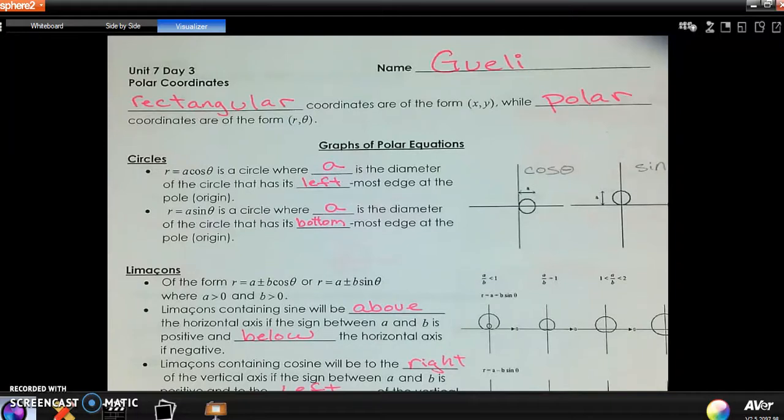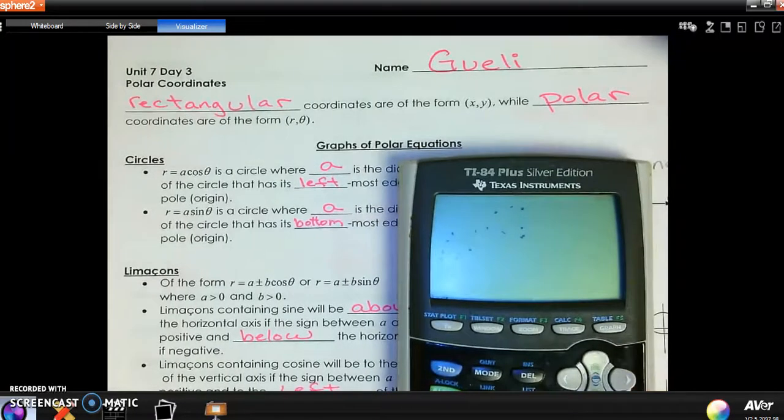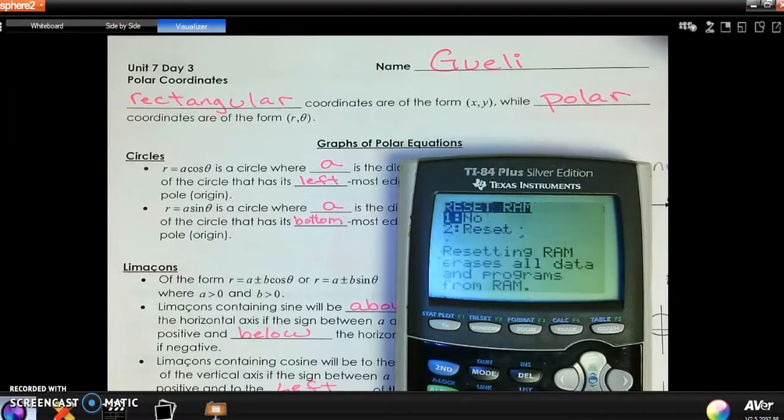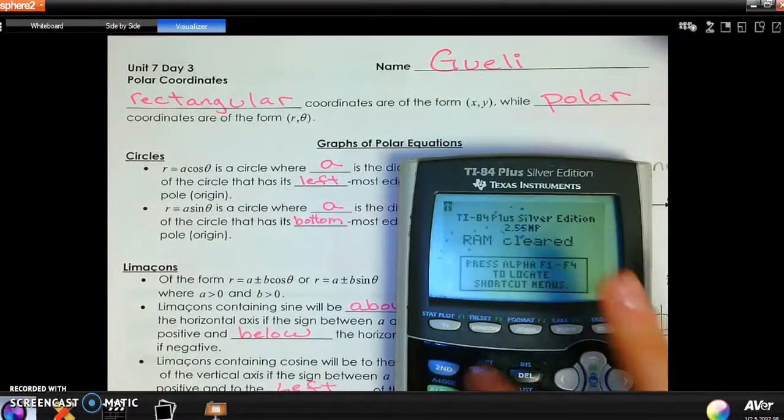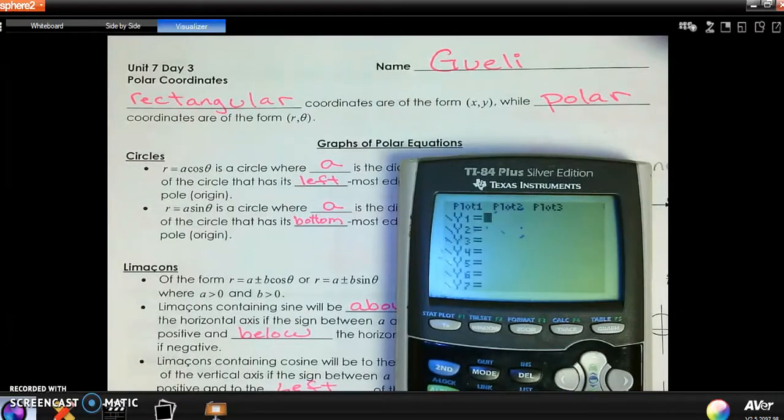So normally, if you were to turn on your calculator and hit your y equals button, we would have y equals, and I could graph something like y equals x, and it would show us y equals x on there.